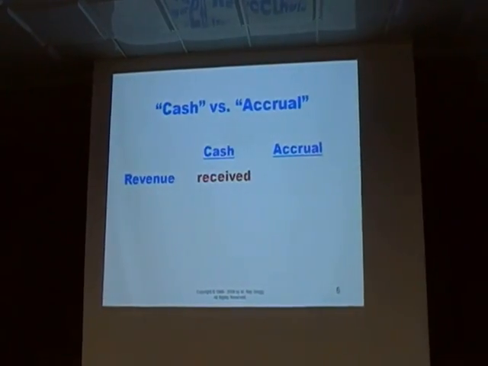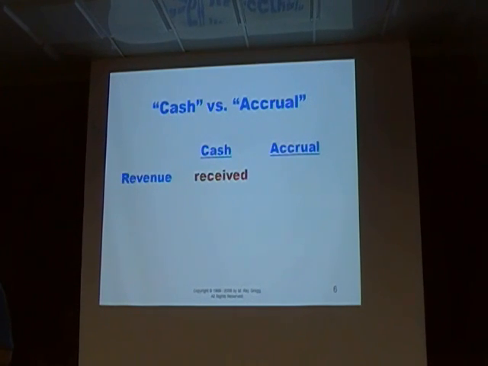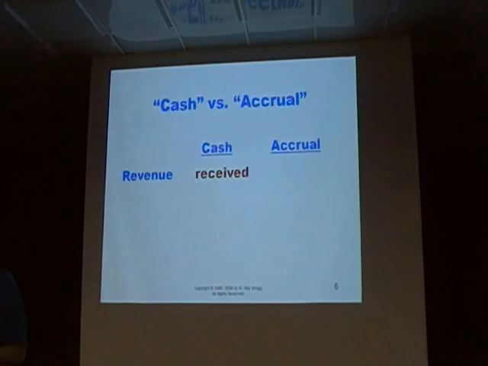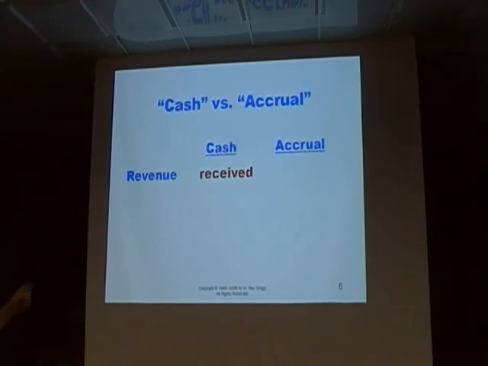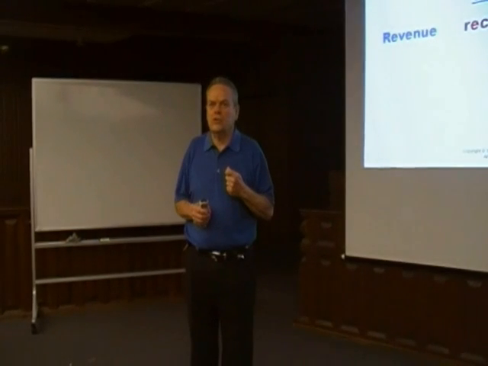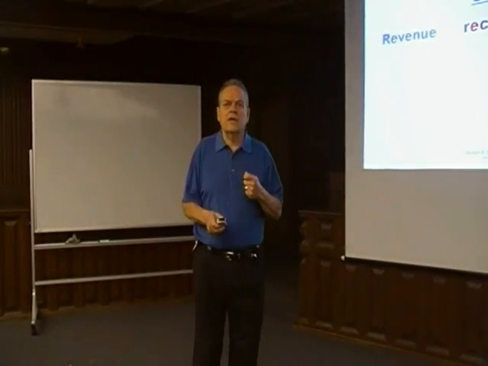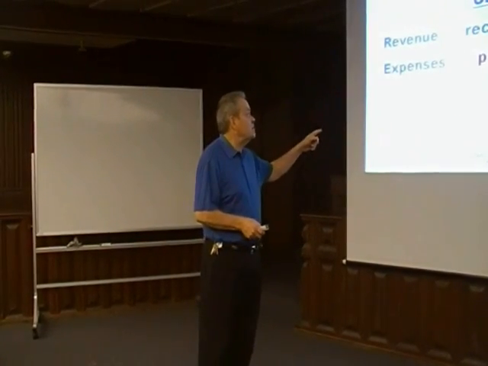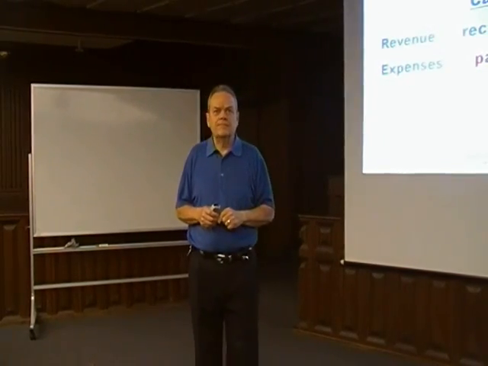It's all about the way we handle revenue and expense, about expense and revenue recognition. Under the cash basis of accounting, we recognize revenue when we literally receive it in cash. Under the cash basis of accounting, we report expenses when we pay them.